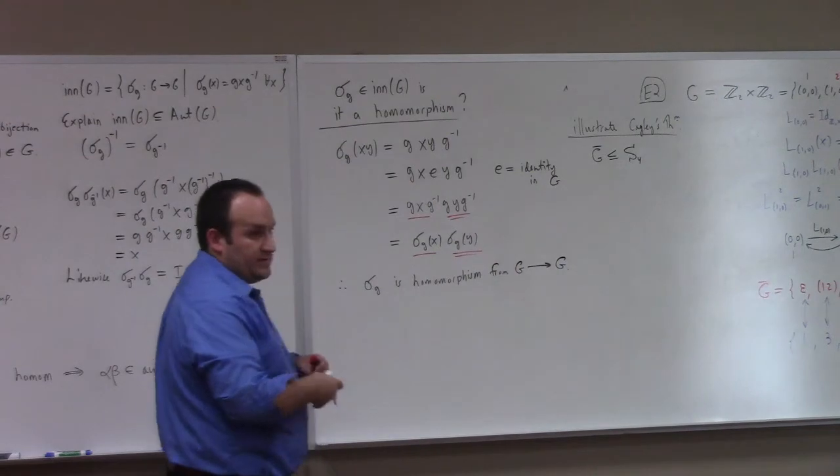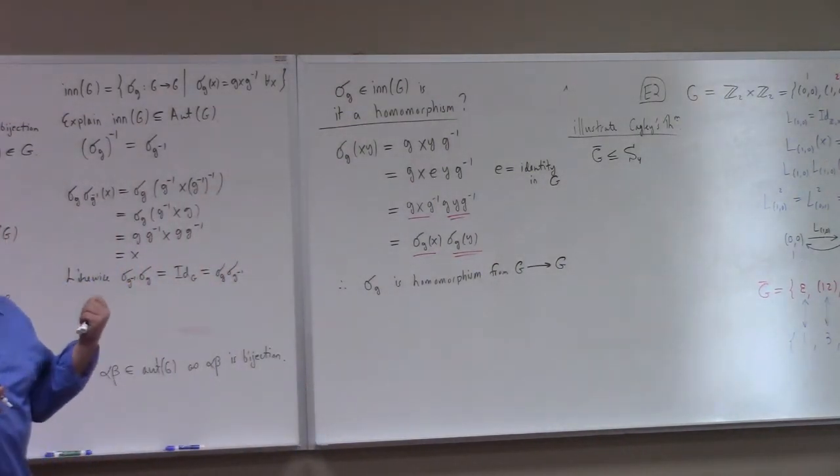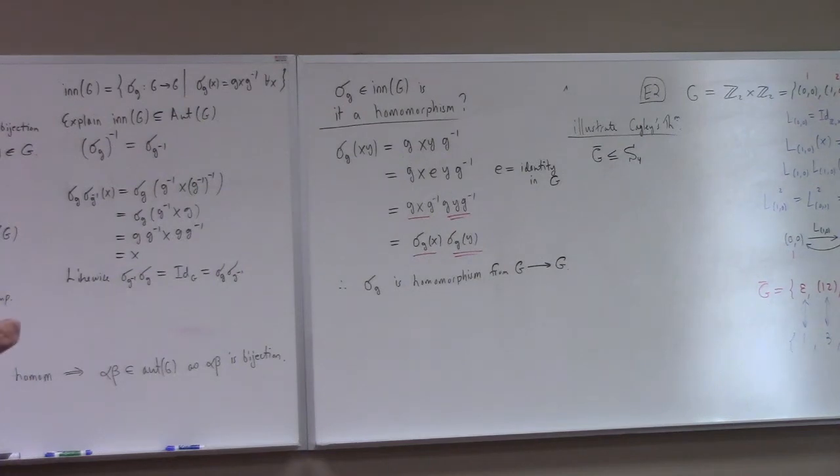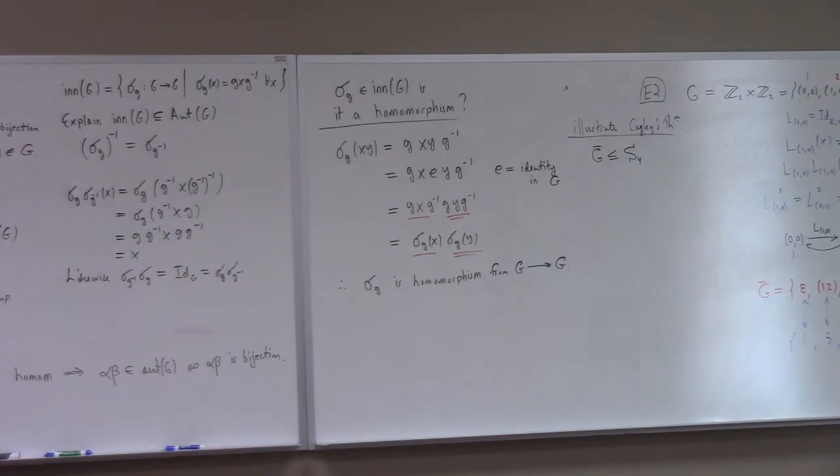And it's a bijection, right? Because we just showed it has an inverse. So it's 1 to 1 and onto. Consequently, every conjugation map is also an automorphism.